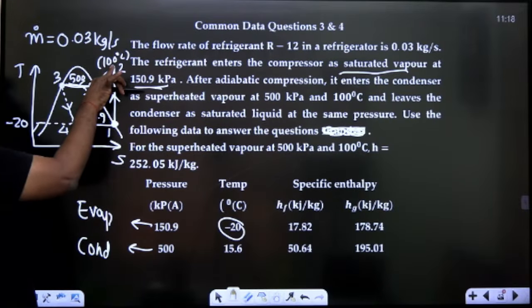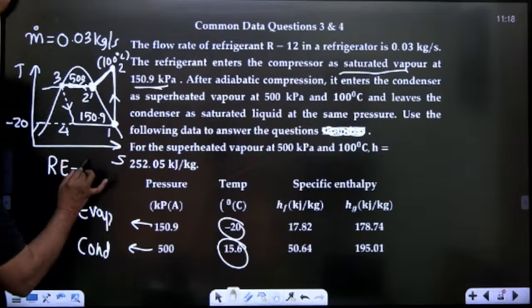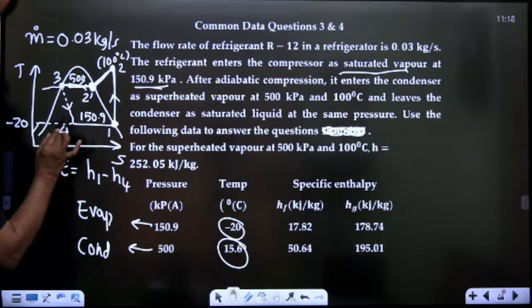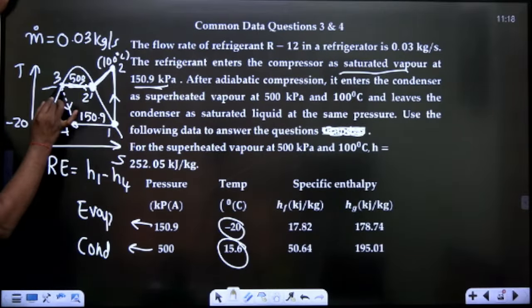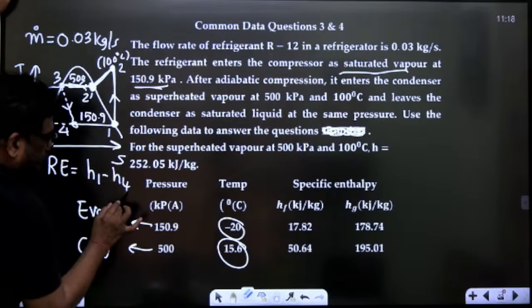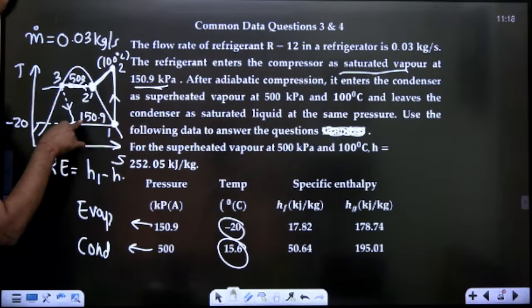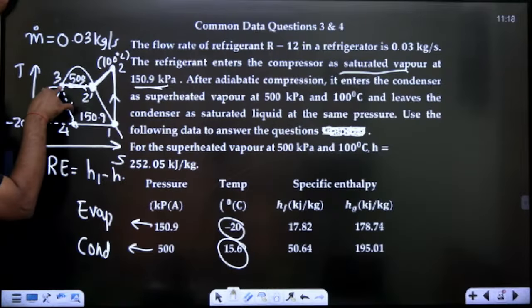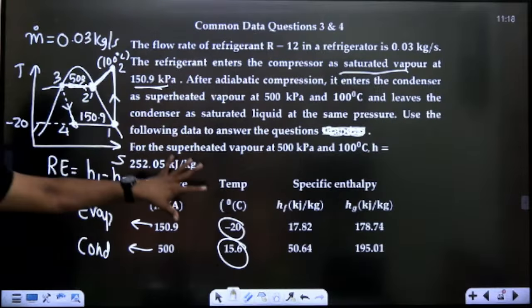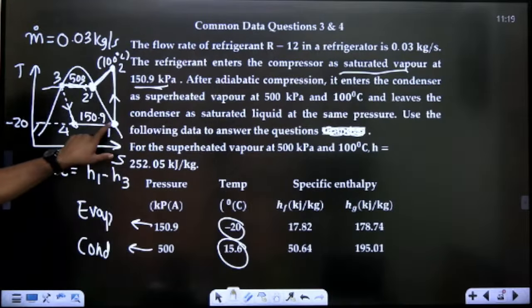Now he is asking the refrigeration capacity. Can you tell me what is the refrigeration effect? Refrigeration effect is H1 minus H4, but H4 and H3 are the same. As they are the same, this can also be written as H1 minus H3. Very good. From this table, tell me what is H1.